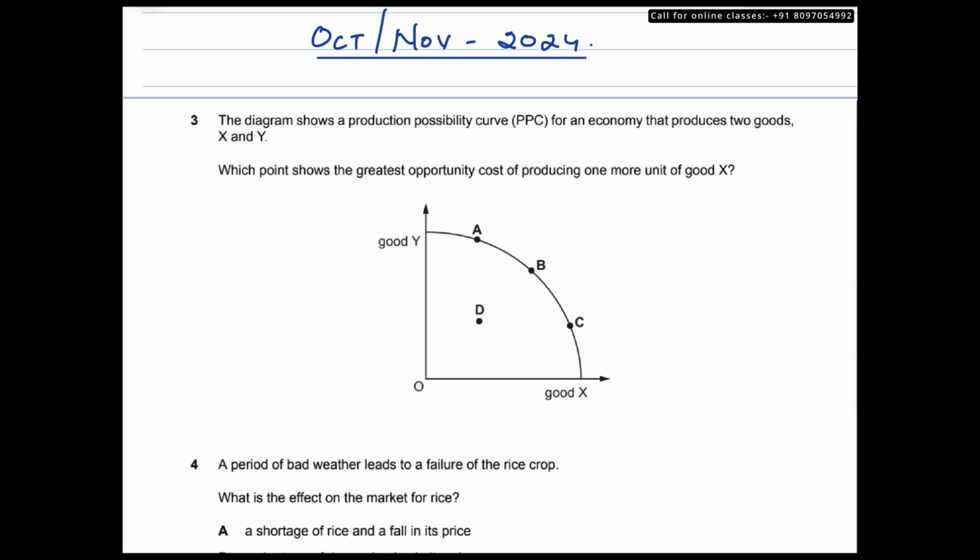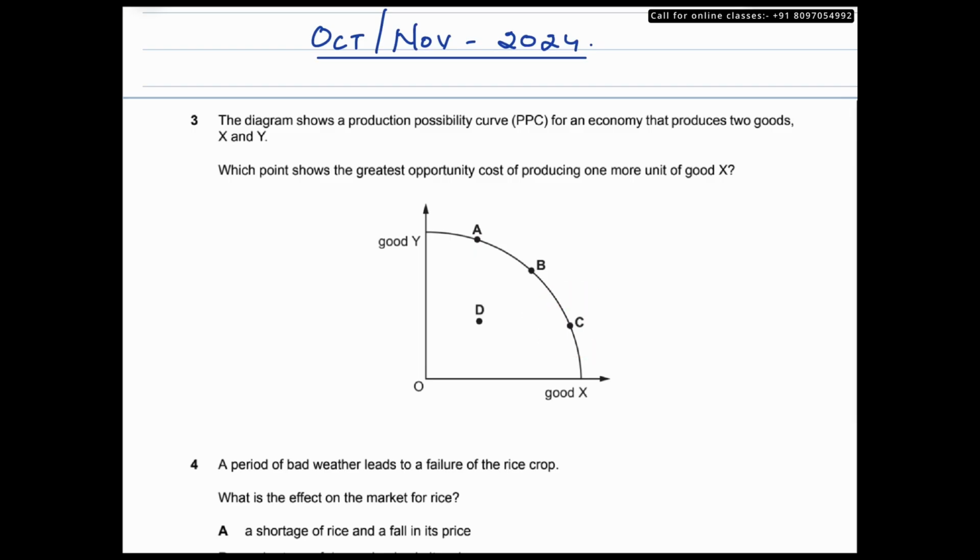Well, the answer is the key for this particular question, because in this case we don't have a linear PPC curve but a concave PPC curve, which is technically bowed outward, correct? And on a bowed outward curve, you would know that as you move along the PPC curve, the opportunity cost of producing one more additional good that is listed here would tend to increase. So here the correct answer is C.